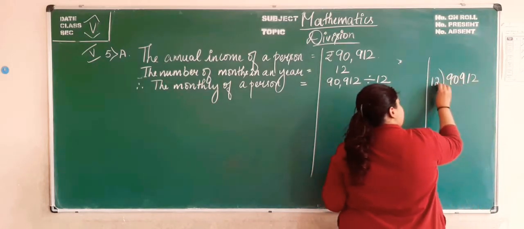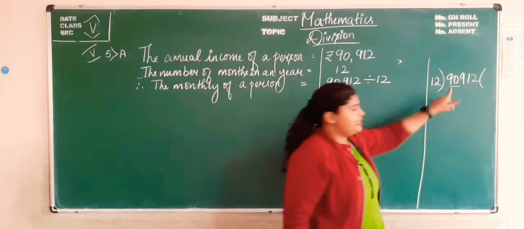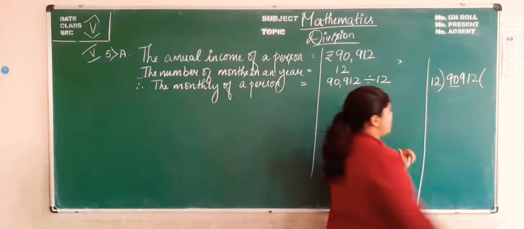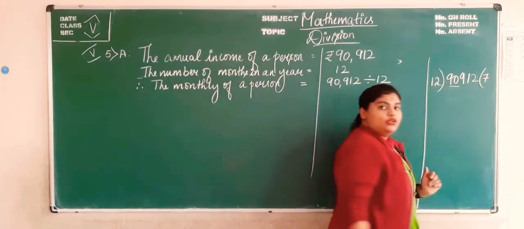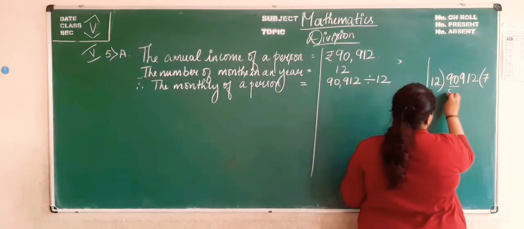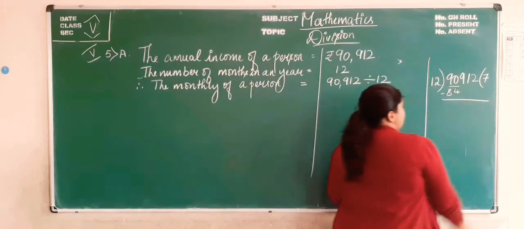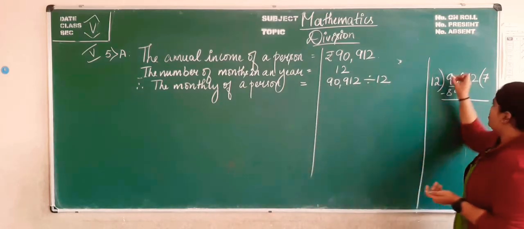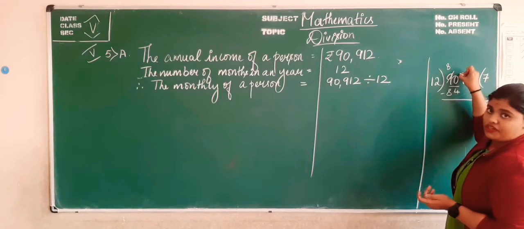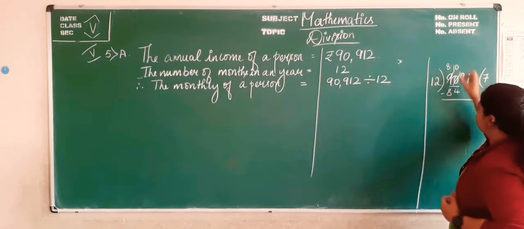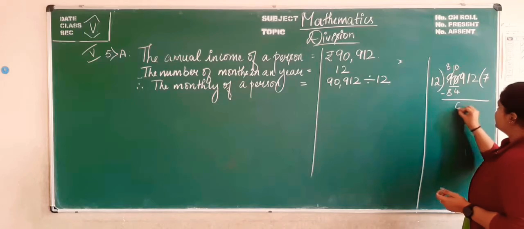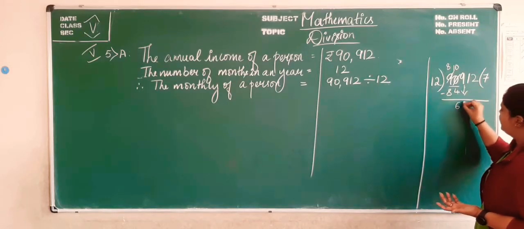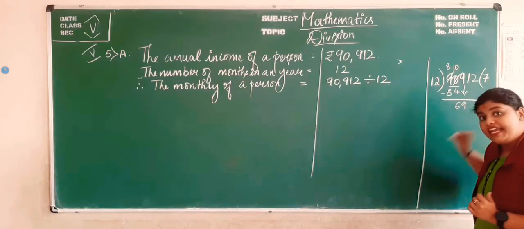90,912 divided by 12. If I consider 90 and 12, how much should I take? Right, 12 sevens are 84. So 84. I can't subtract 0 minus 4, so I'll take a borrow. 7 goes, 8 comes, 0 goes, 10 comes. What is 10 minus 4? 6. 8 minus 8? 0. After subtraction, we'll bring one digit down. So I got 9 down.